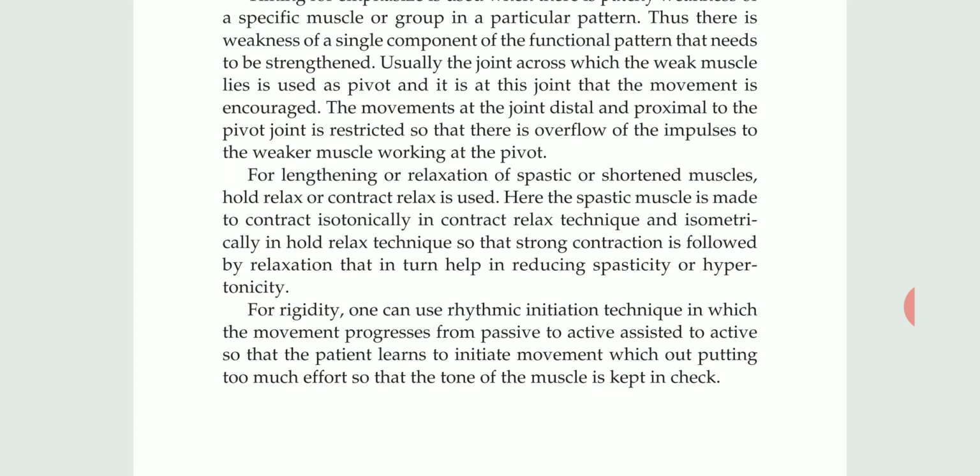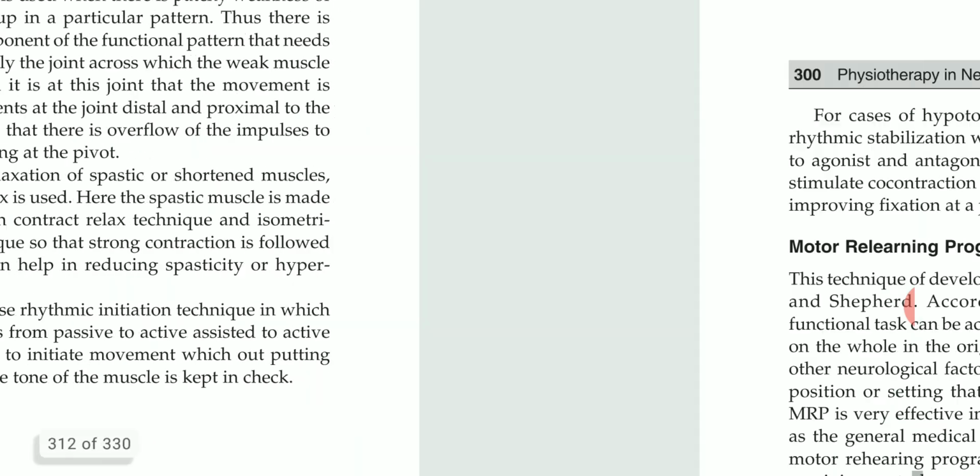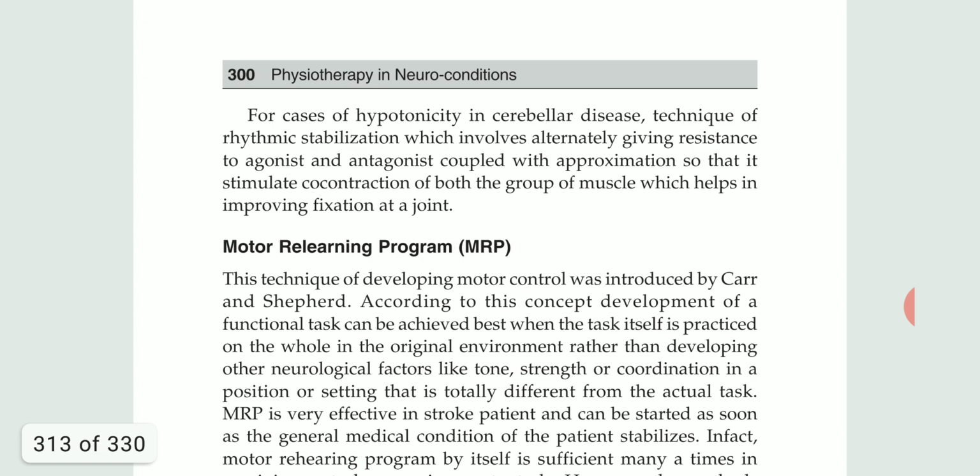For rigidity, one can use the rhythmic initiation technique in which the movement progresses from passive to active assisted to active, so that the patient learns to initiate movement without putting in too much effort, so that the tone of the muscle is kept in check. For cases of hypotonicity in cerebellar disease, the technique of rhythmic stabilization involves alternately giving resistance to agonist and antagonist coupled with approximation so that it stimulates co-contraction of both groups of muscle, which helps in improving fixation at the joint.